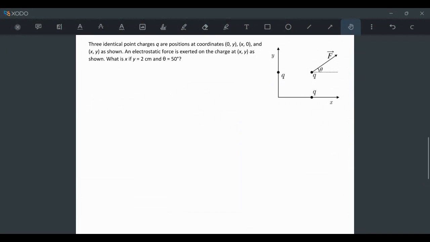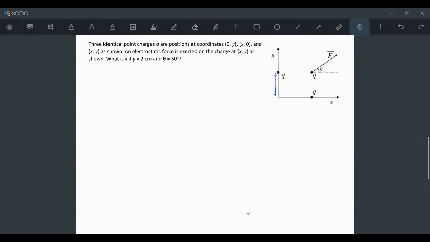They're at coordinates 0, y. So what this really means is this one here is positioned on the y-axis. We're not told how far up the y-axis it is. The next one is at position x, comma 0. So that's at this point. We know it's at 0, but we don't know how far along the x-axis it is.